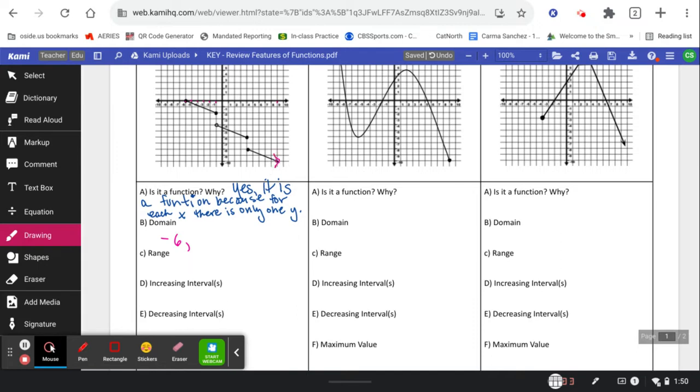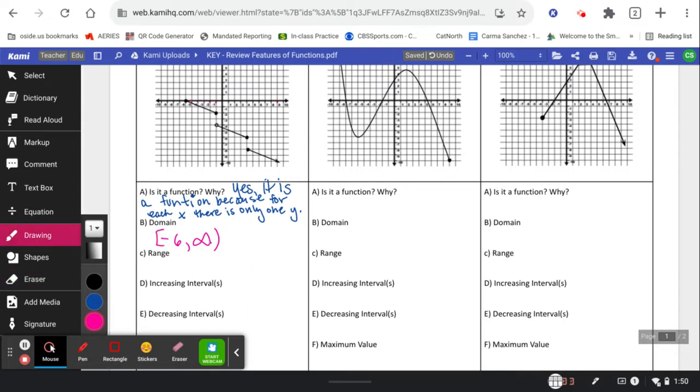Oh, there's an arrow there, so it's to infinity. Now, since the negative 6 has a closed dot, we're going to use a closed bracket right there. So this is only one domain because each little line stops and then starts right up at the same x value.